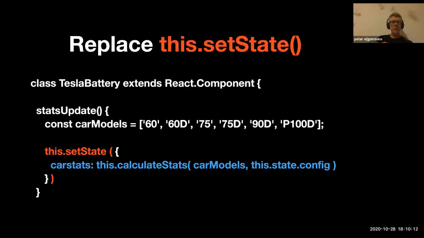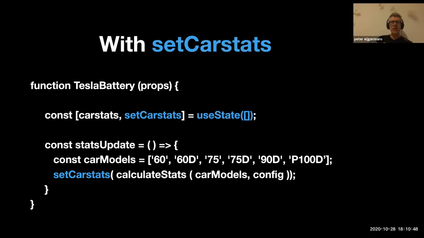First, we have to then replace. First, it's the second step. Sorry, we have to replace this setState in our application to make this all work. In our TeslaBattery class component, the old component, we use this.setState to change the car stats. And the car stats calls the calculateStats callback method. How do we replace this now with the React hooks? It will look like this.